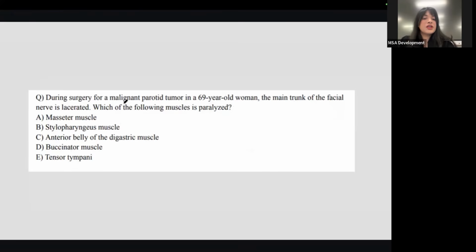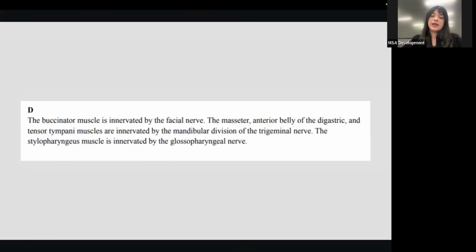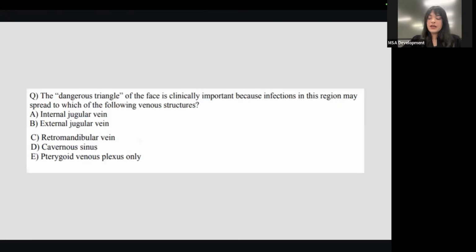Okay, so during surgery for a malignant parotid tumor in a 69-year-old woman, the main trunk of the facial nerve is lacerated. Which of the following muscles is paralyzed? So facial nerve, motor to facial expression muscles, is lacerated. Which of the muscles is paralyzed? Masseter, stylopharyngeus, anterior digastric, buccinator, and tensor tympani. Which one is a facial expression muscle? The answer is D. Okay. Move on to the last.